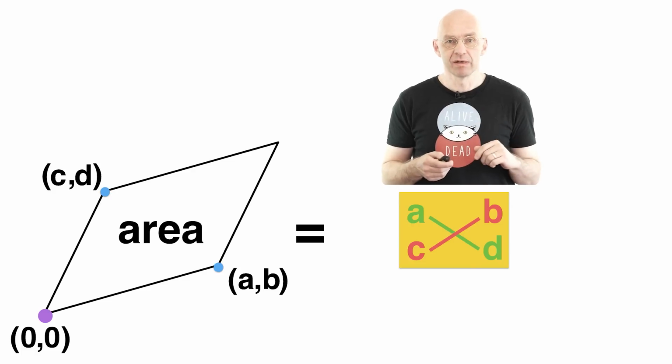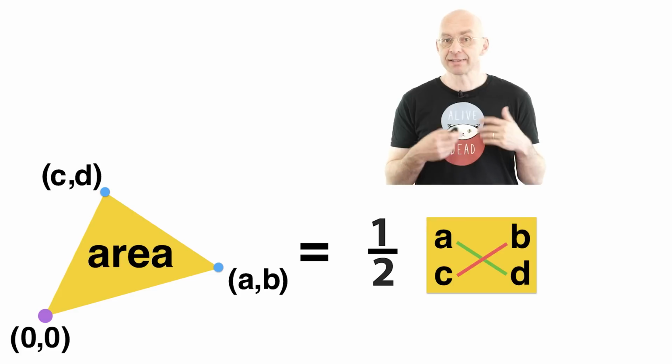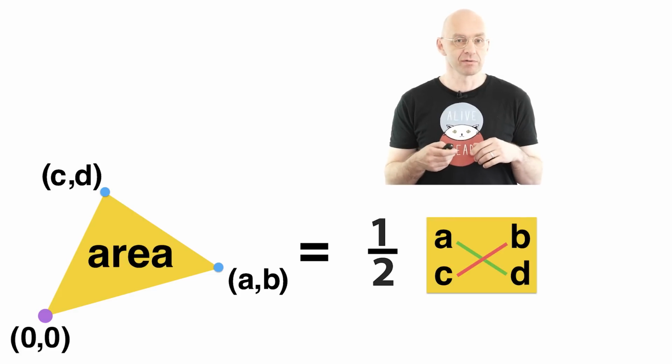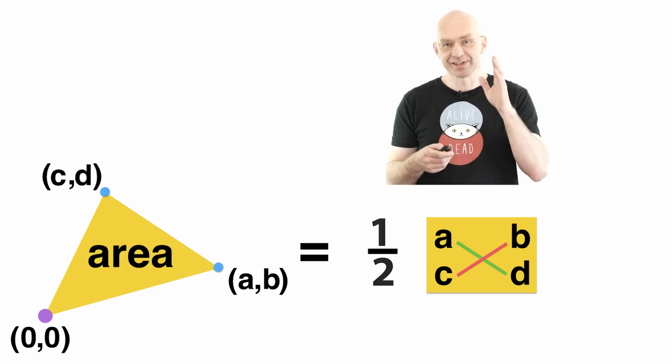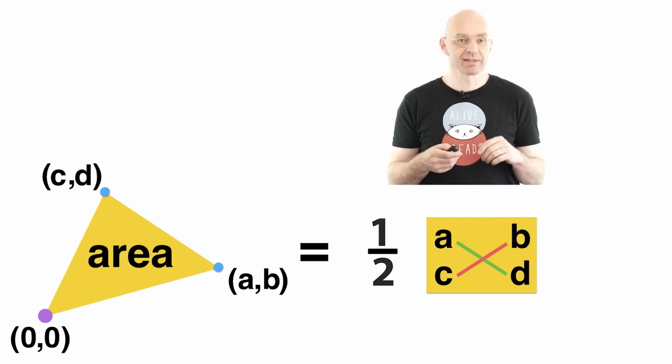At this point, we just need to divide by 2 to get the area of the triangle. And that's it, right? That completes the proof that the shoelace formula will always work, right? Well, not quite. We are still missing one very important, very magical step. Let's have another look at my cat hat.